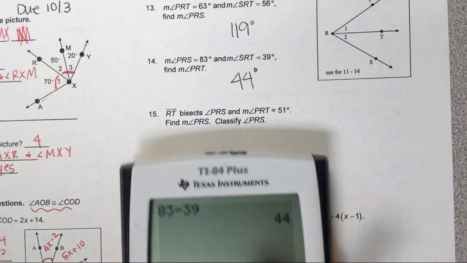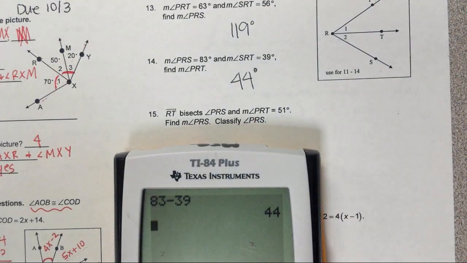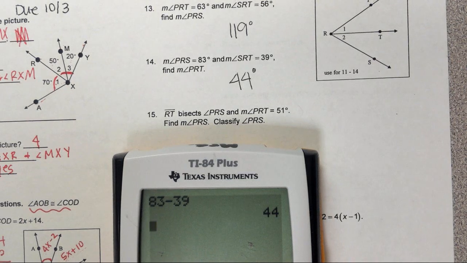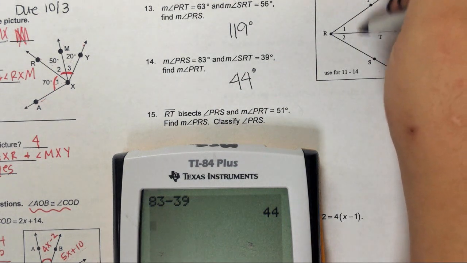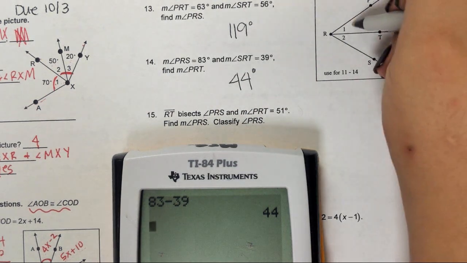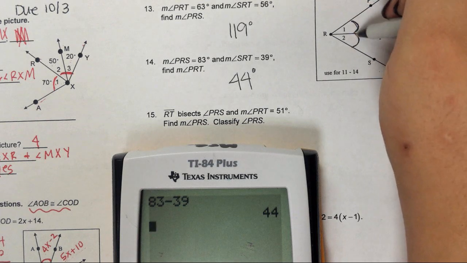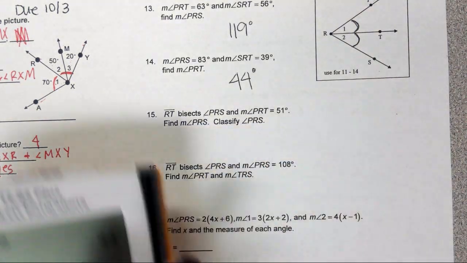Okay, now this one changes it. How does number 15 change it? It's bisecting. So what does that mean it bisects? Cuts it in half. So what do I know about angle 1 and angle 2? Now they're going to be congruent. Before they weren't because I didn't have any information, but now they are.